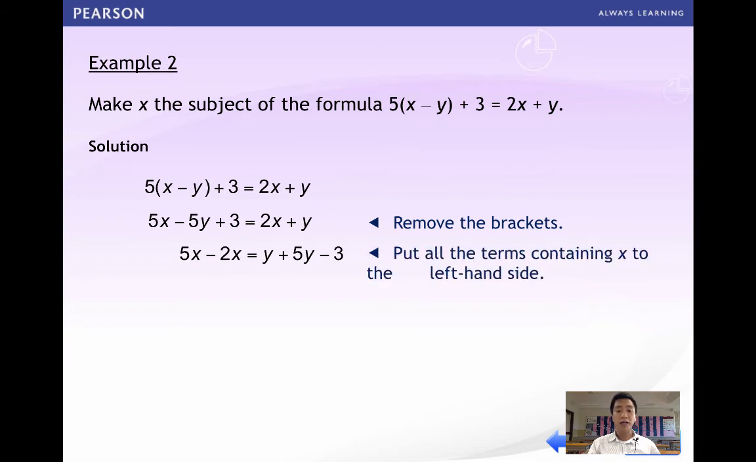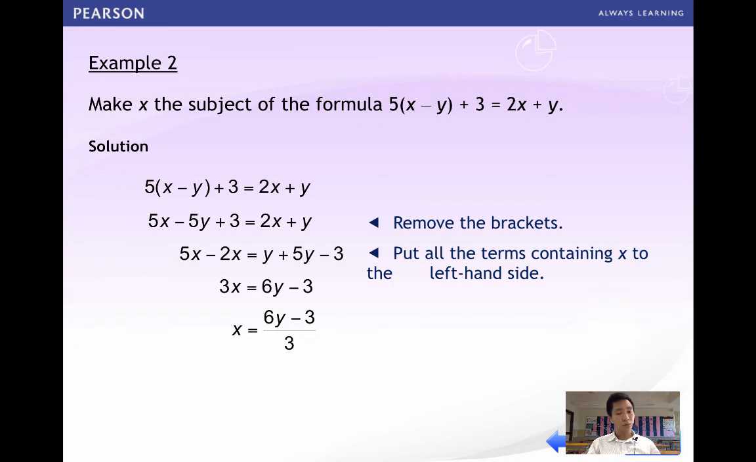We combine the like terms. We have 3x equals to 6y minus 3. And we still have 3 on the left-hand side, so we divide by 3 on both sides, like this.